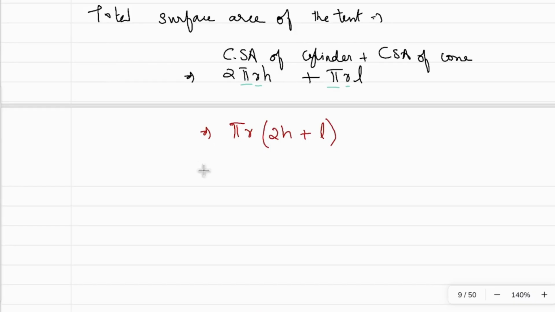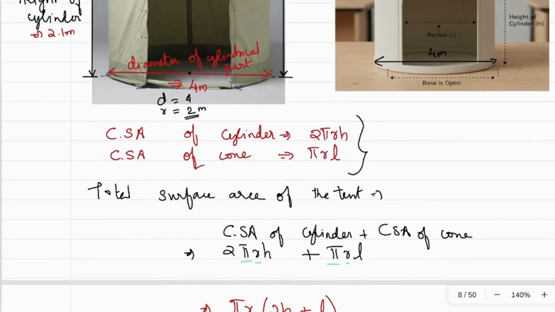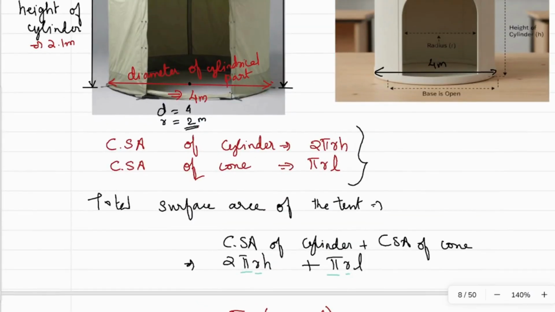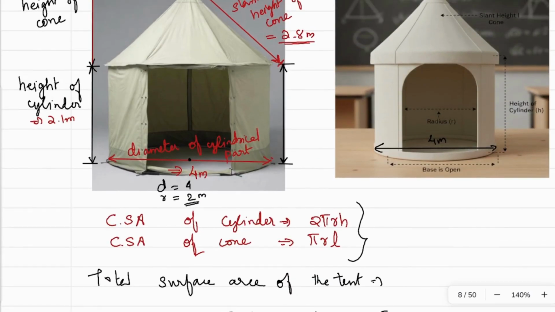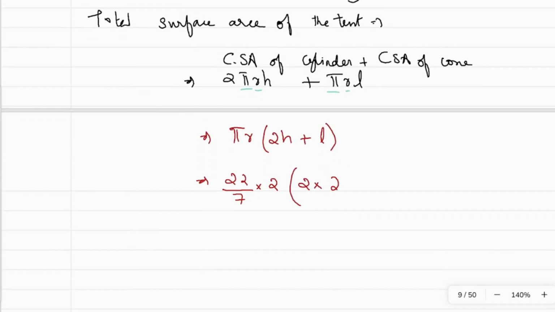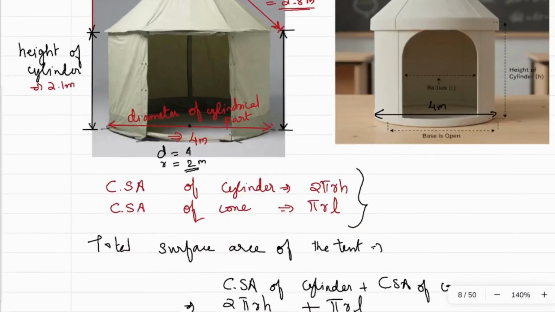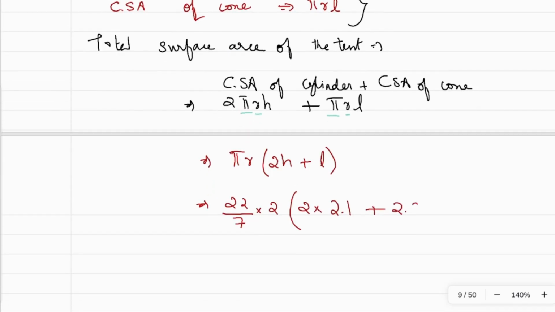Now let us substitute the values. Pi is 22 by 7, into r. If the diameter is 4, then the radius of the cylinder is 2 meter, so 2 into, and the height of the cylinder here is 2.1 meter, so 2.1 plus l. What is the l given? l is the slant height. Slant height is given as 2.8 meter, right? Plus 2.8 meter.